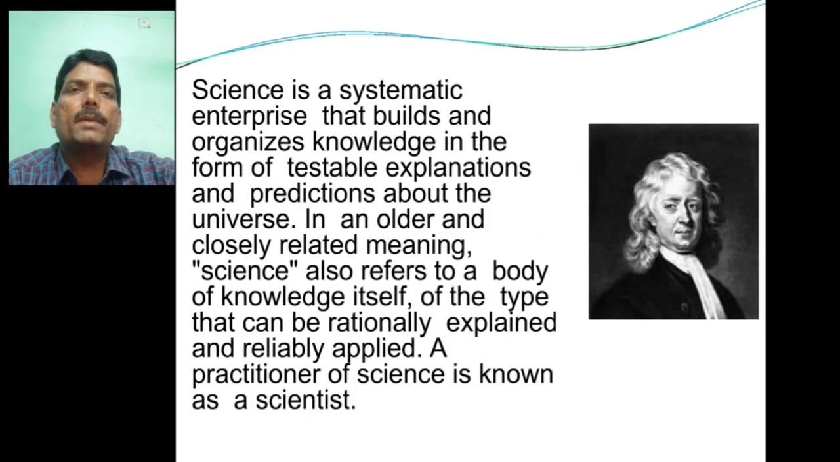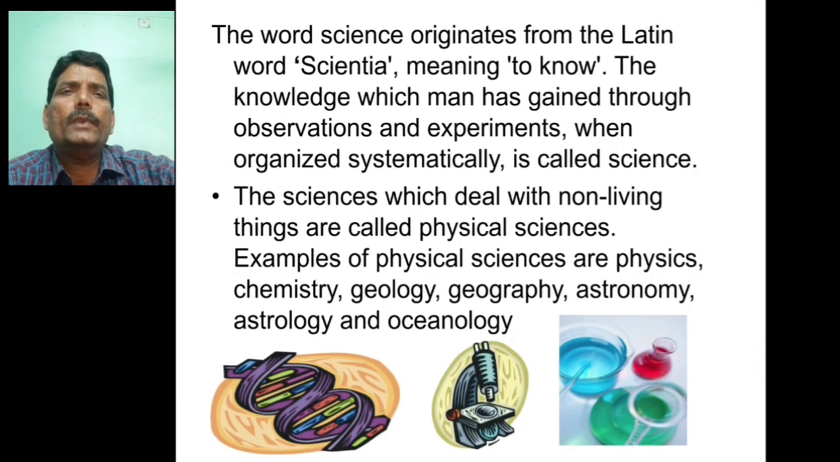Science is a systematic enterprise that builds and organizes knowledge in the form of testable explanations and predictions about the universe. In an older and closely related meaning, science also refers to a body of knowledge itself, of the type that can be rationally explained and reliably applied. A practitioner of science is known as a scientist. So you can see here the greatest among the greats, Newton, who has played a very important role in physics. The word science originates from the Latin word scientia, meaning to know.